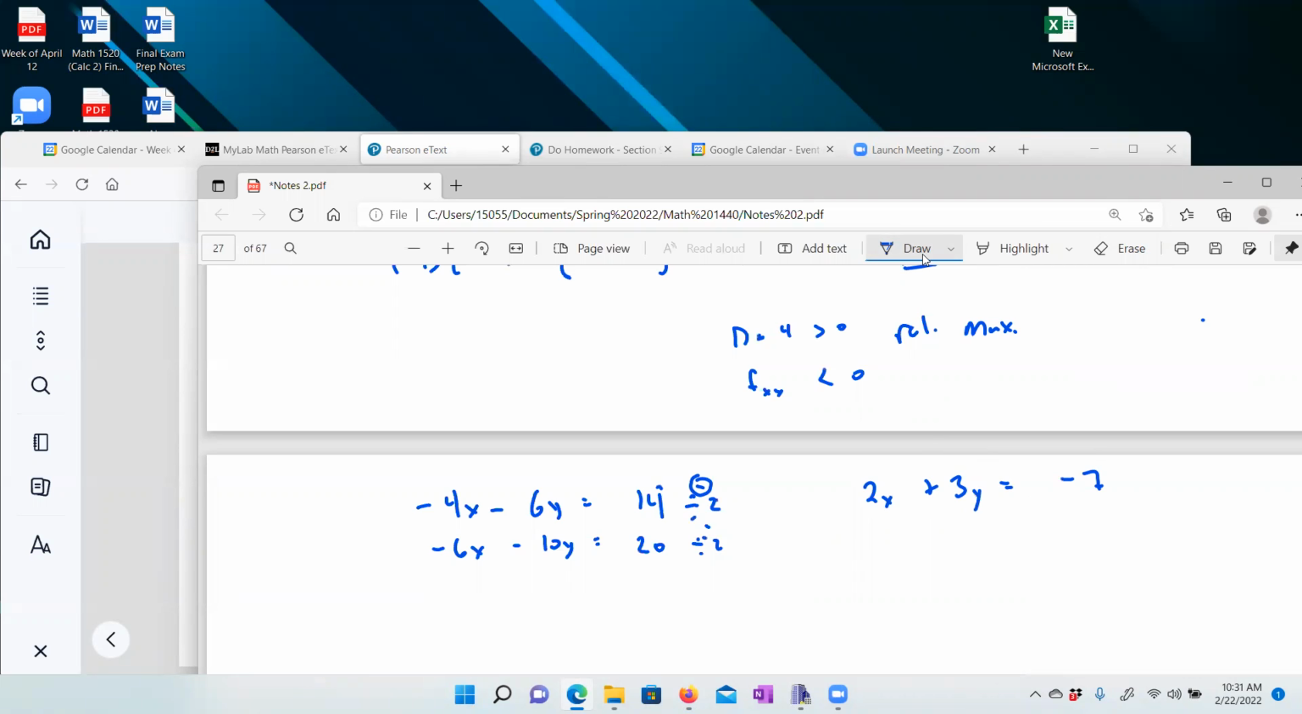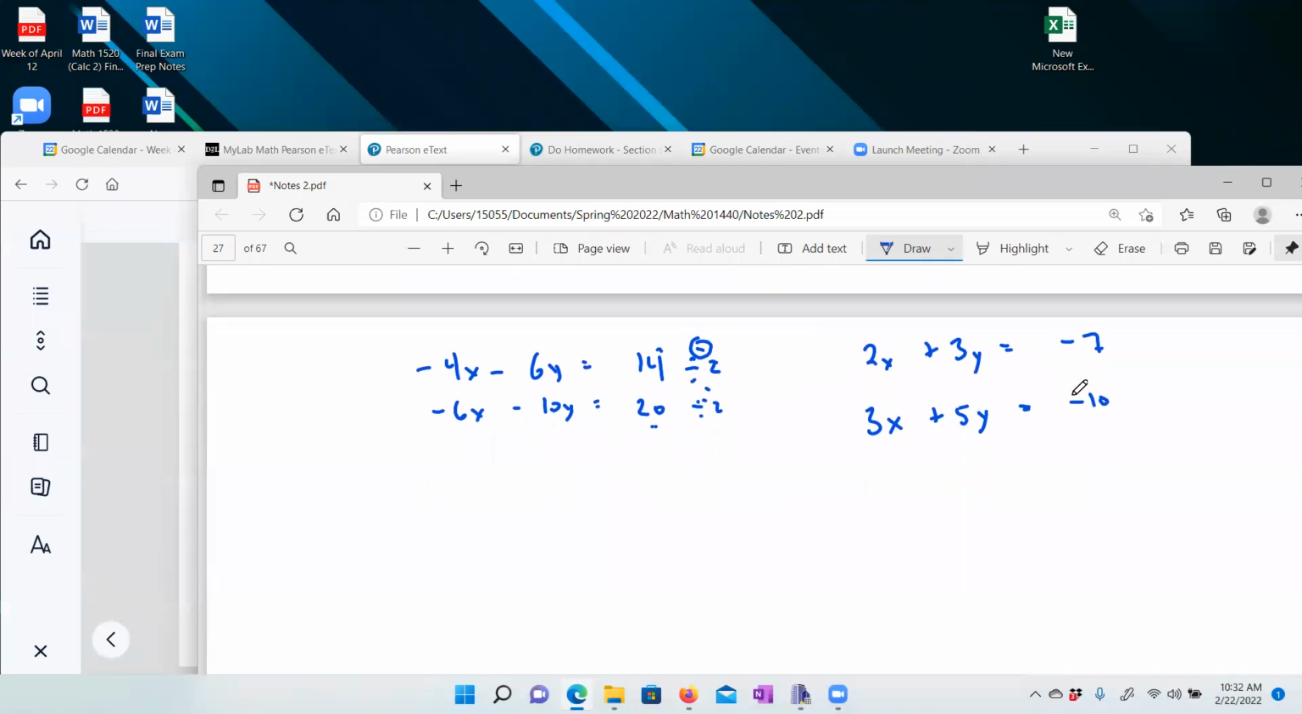So we're going to have 6 divided by 2 is going to be 3x. 10 divided by 2 is going to be plus 5y, and then we'll have a negative 10 on this side. So I swapped the signs, leaving the right side to be negative, left side to be positive.